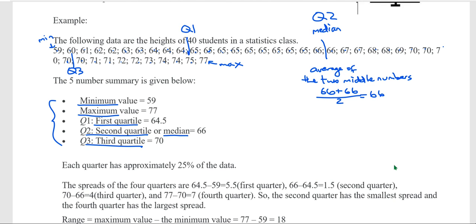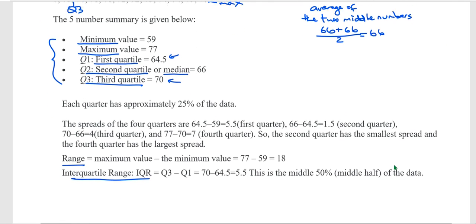Q1 is the average of 64 and 65, because Q1 is not like an actual number, it's between two numbers. So that's why the average is 64.5. It actually tells you over here. Q1 is 64.5. And for Q3, it's between 70 and 70. So the average of 70 and 70 is 70. So we have all our numbers there.